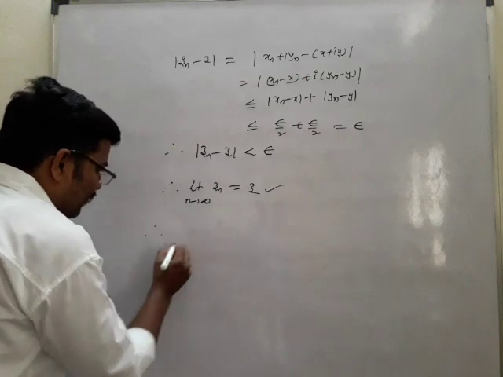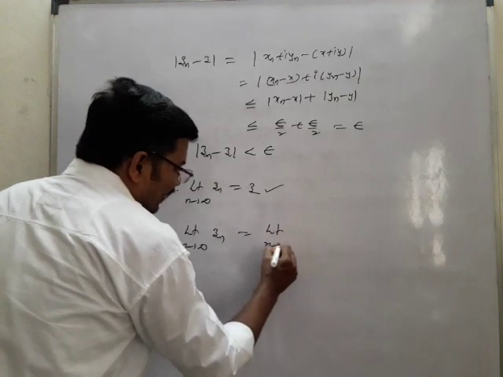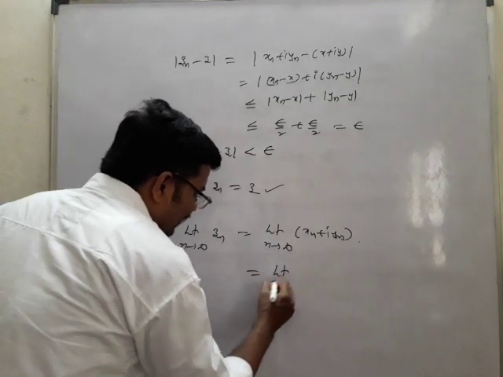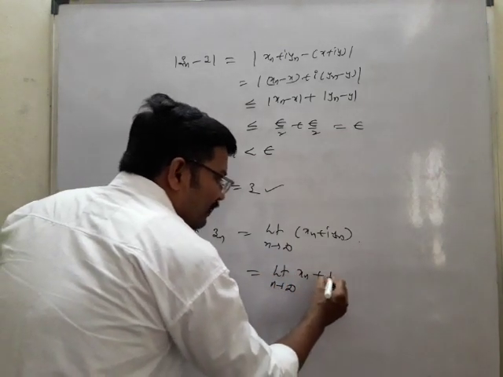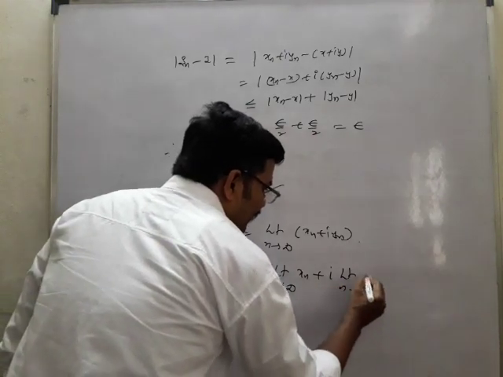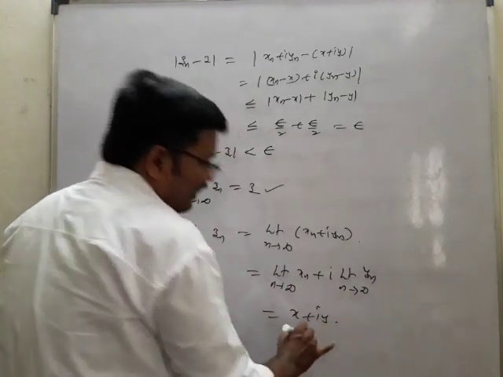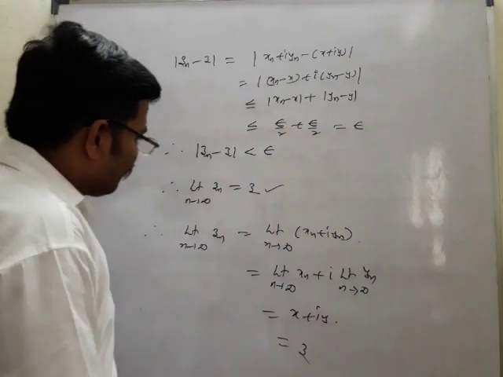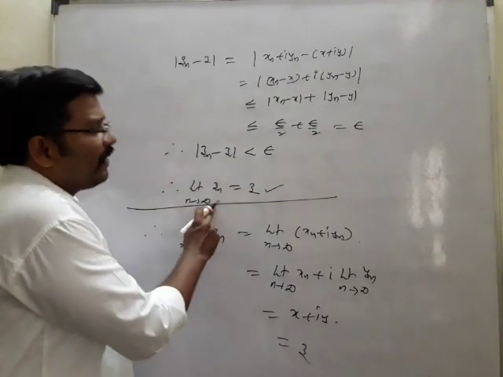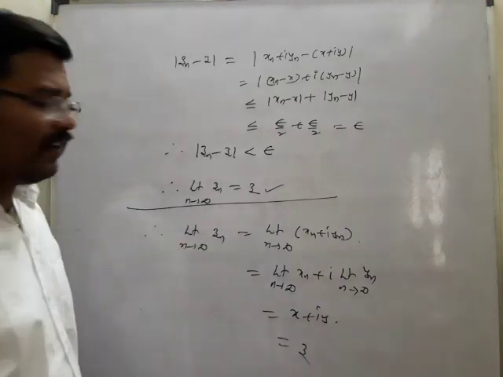So therefore what we can suppose, limit as n tends to infinity, zn, that is nothing but limit as n tends to infinity of xn plus i yn. So that implies limit of xn plus i into limit of yn, this is again x plus iy. So therefore this is again z. Like this also we are able to prove. So we got this one, limit zn is equal to z as n tends to infinity by using these values. So this is how the first problem is done.